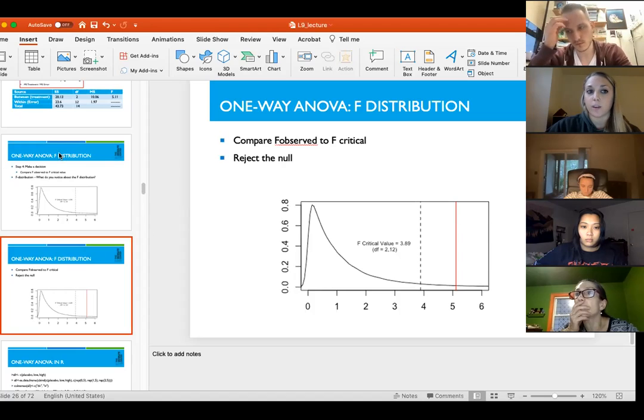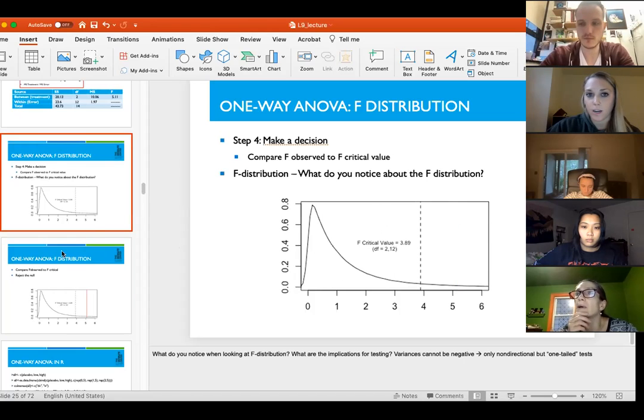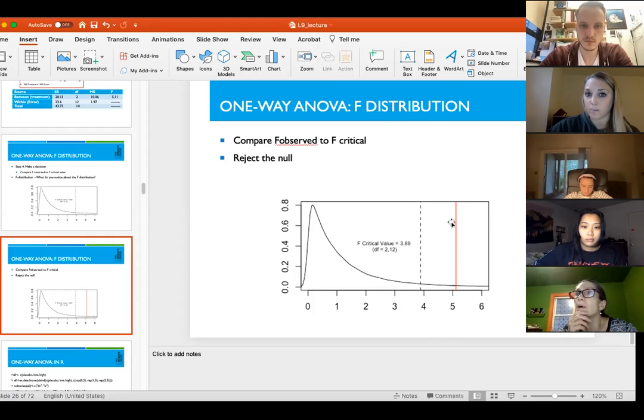All right, and so now if we have our F critical value here, if we plotted our F observed and our F critical on the same plot here, we can see that we would still reject the null, right? So our F observed was 5.11, our F critical was 3.89. It's still more extreme, so it still falls in that rejection region.